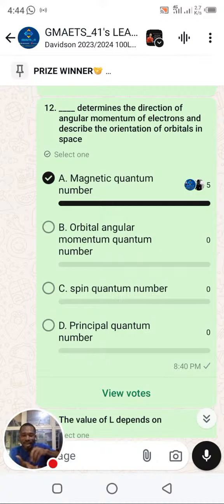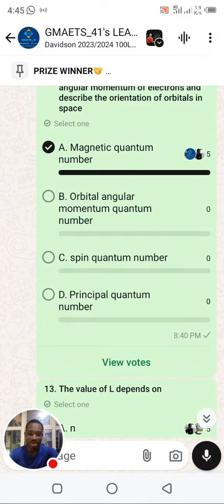But before I move on to question number 13, let me say this. The angular momentum of electrons is given by the azimuthal quantum number. That is why the azimuthal quantum number is also called the orbital angular momentum quantum number. But in that case, it gives us information about the shell that an electron belongs to. Now, what if we want to know the direction of that angular momentum? That is where the magnetic quantum number now comes in. The magnetic quantum number helps you to get the direction of the orbital angular momentum.